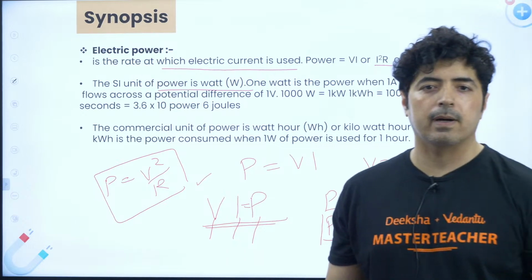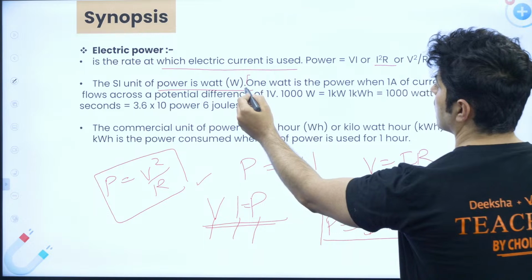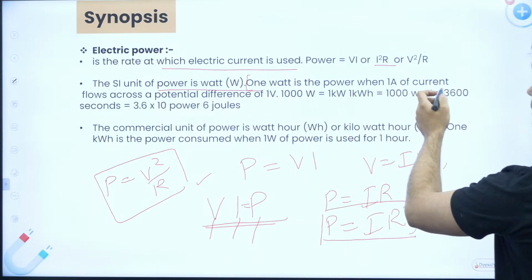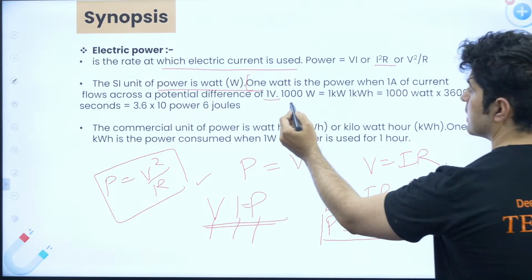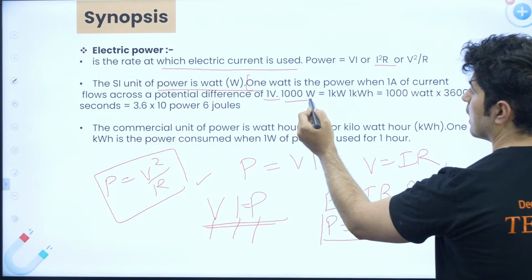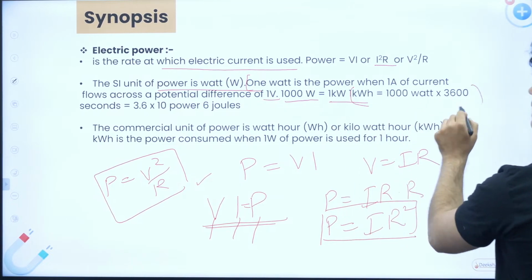What is the SI unit of power? Okay. 1 watt, this is the definition of 1 watt. 1 watt is the power when 1 ampere of current flows through a potential difference of 1 volt. And this is, again, also important. 1000 watt is also called 1 kilowatt. 1 kilowatt hour is this.